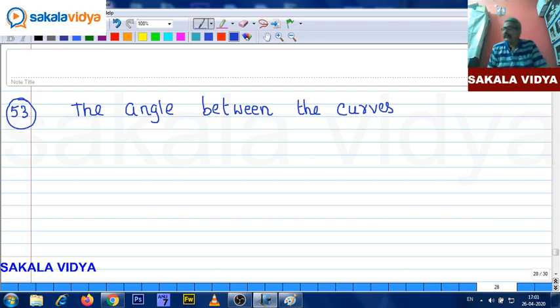The angle between the curves y squared is equal to 4x and x squared is equal to 4y.